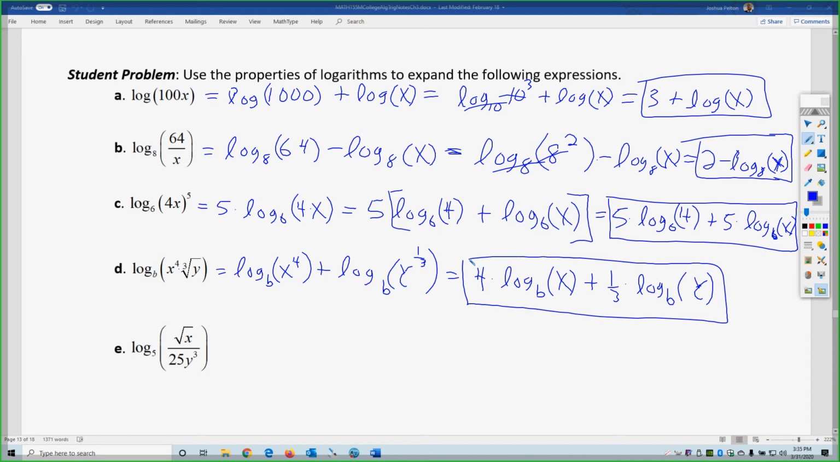Okay, so the next one involves all 3 rules, and again, you must follow the correct order, which is quotient, product, then power. So quotient rule, log base 5 of the square root of x, which is really x to the 1/2, minus log base 5, and we have 25y cubed.